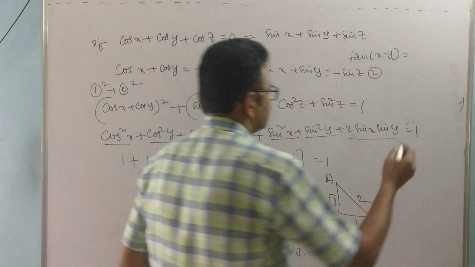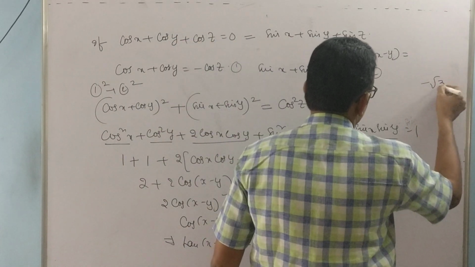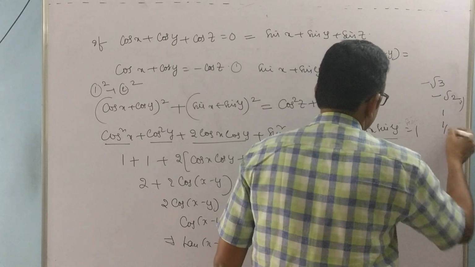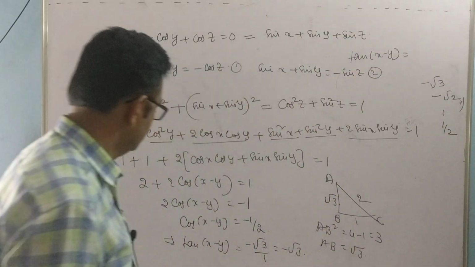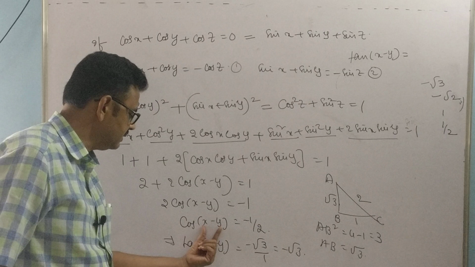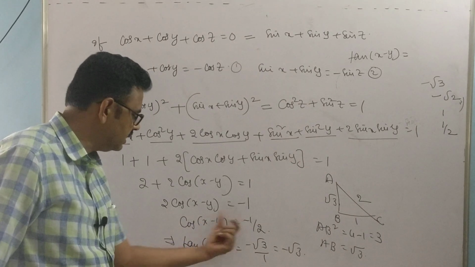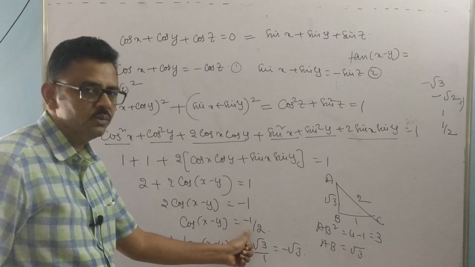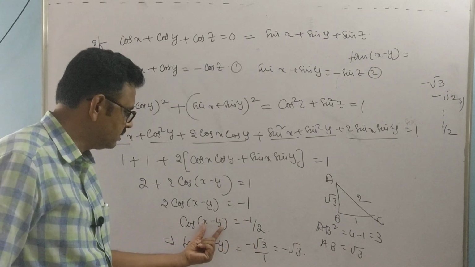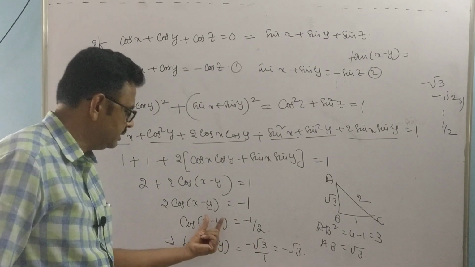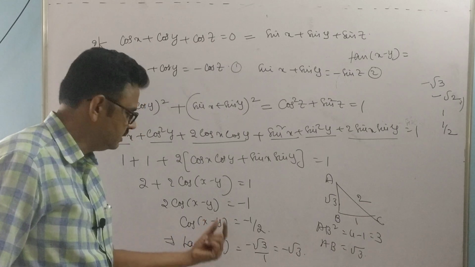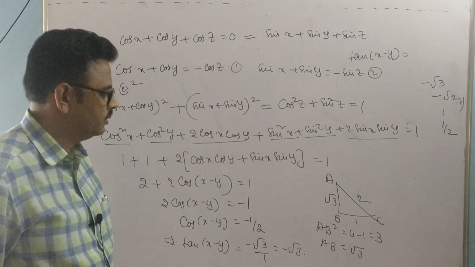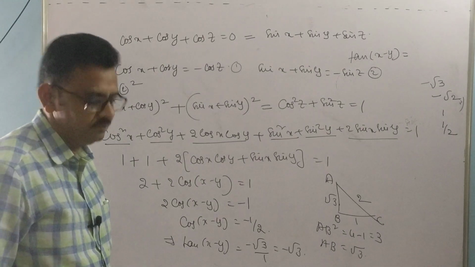So if the options are given like this, minus root 3, minus root 2, 1 by 2. So if cos of (x minus y) is negative, what does that mean? Either it lies in the second quadrant or the fourth quadrant. If x minus y lies in the second quadrant, tan is negative. If x minus y lies in the third quadrant, tan is positive. In the given options, minus root 3 is the correct answer.